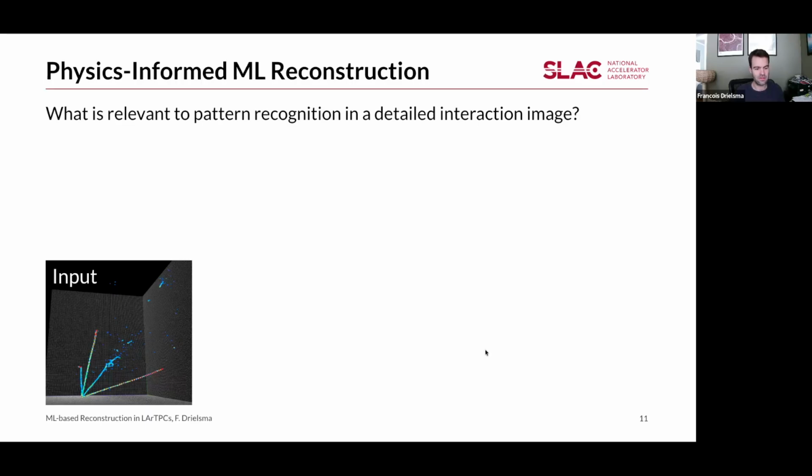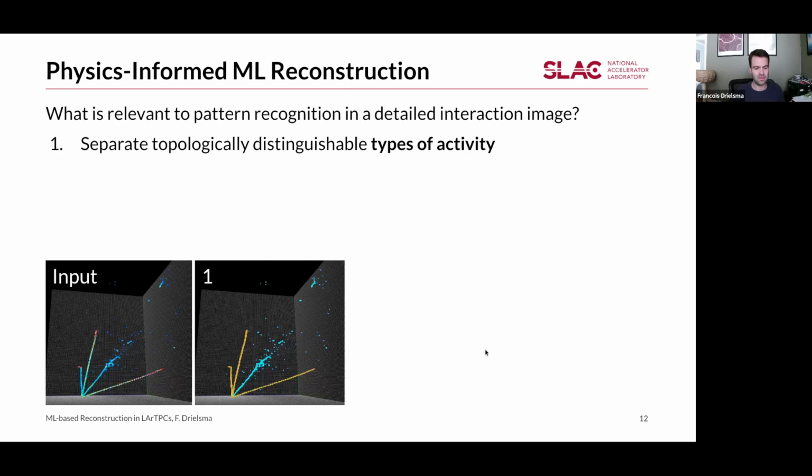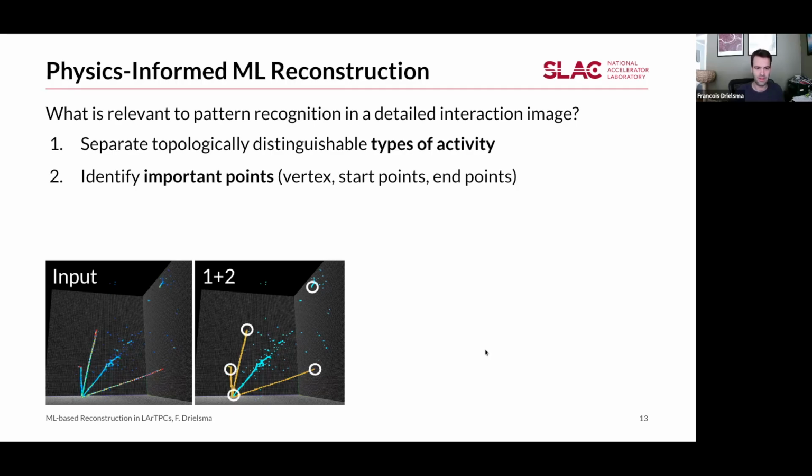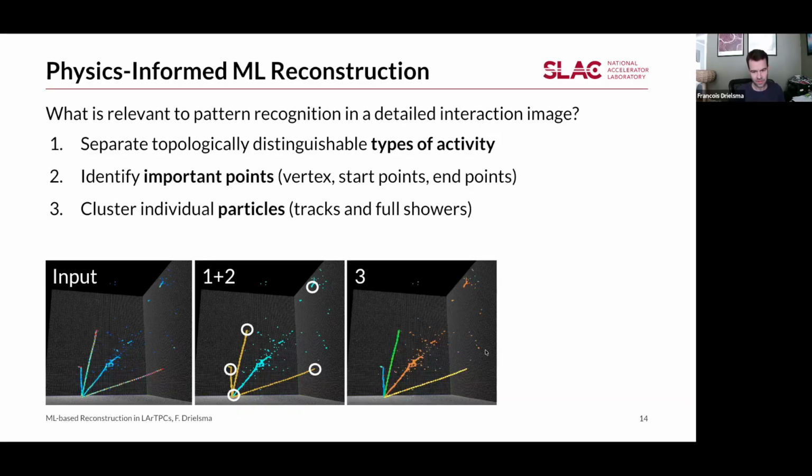What we start with is charge deposition inside of the detector. So you see an image as you would get from the detector on the left here. The first thing we want to do is to distinguish between different types of activity in the detector. That would be mostly track versus electromagnetic activity. As we mentioned before, that's particularly crucial for doing muon versus electron neutrino reconstruction. We want to identify important points that would include the vertex, but also the endpoint of tracks, the start point of shower fragments, etc. We want to cluster the different particles into instances.